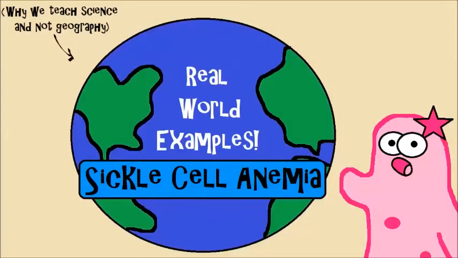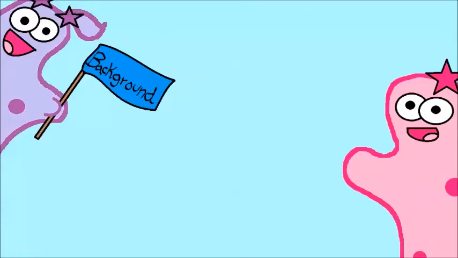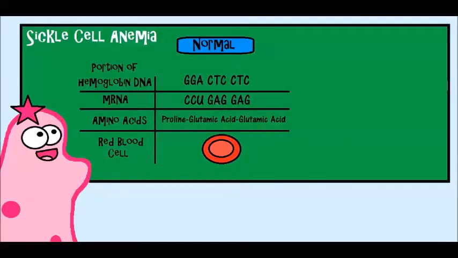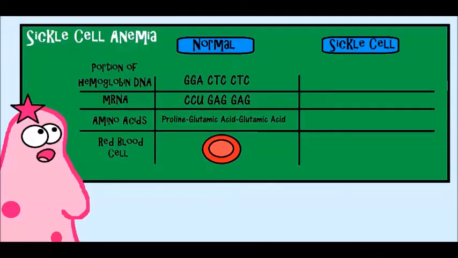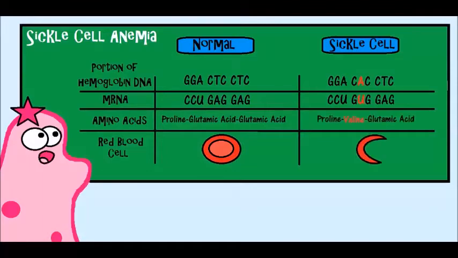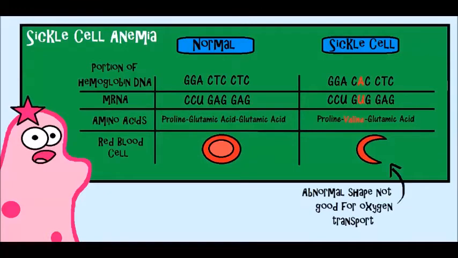Let's talk about sickle cell anemia. First, a little background. Hemoglobin is a protein in your red blood cells that helps you carry oxygen. Well, in the disorder sickle cell anemia, the gene that codes for hemoglobin is mutated. And if you inherit 2 copies of this mutated gene, one from each parent, you can have this disorder. The disorder makes it very difficult for your red blood cells to carry oxygen, because the shape of the red blood cell is affected by this mutated hemoglobin protein. And this can lead to anemia and other problems.